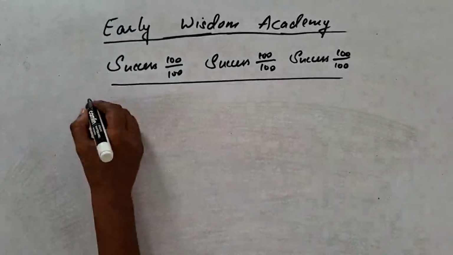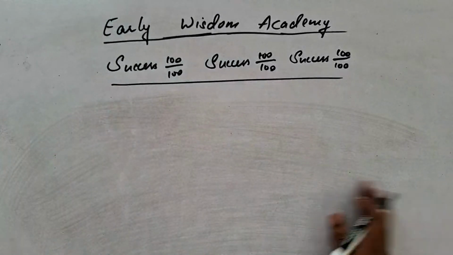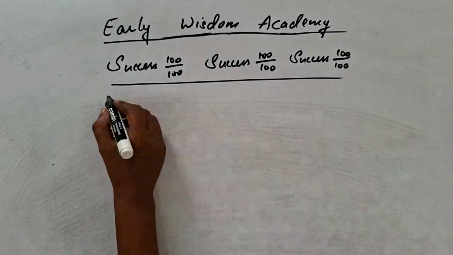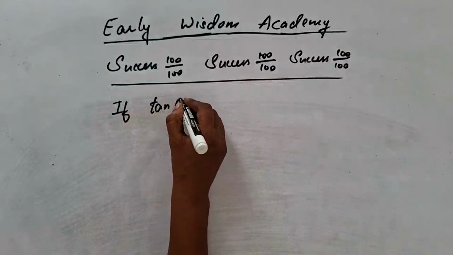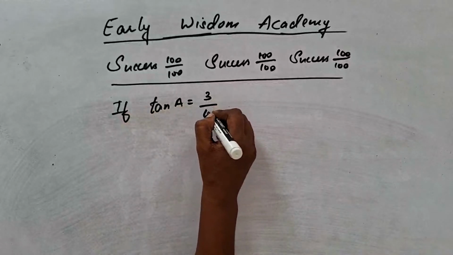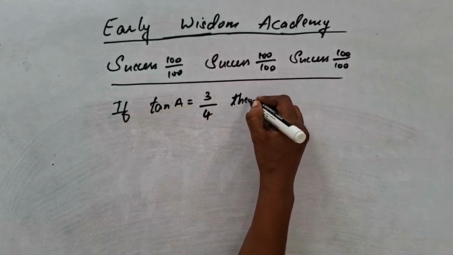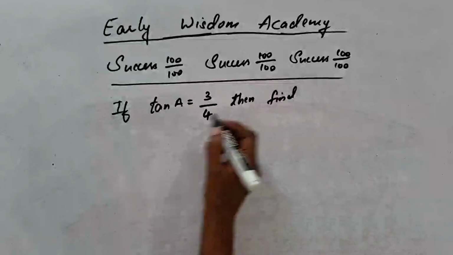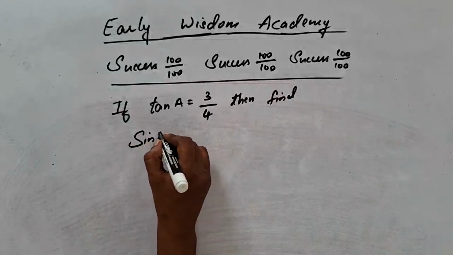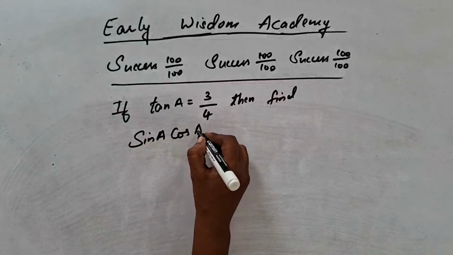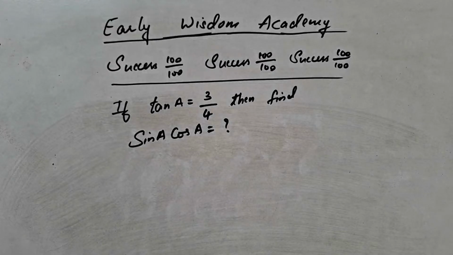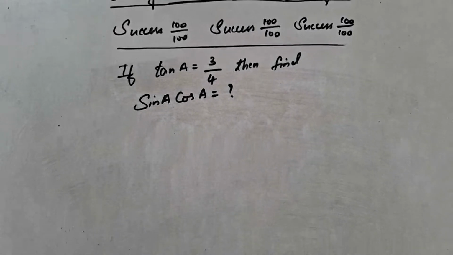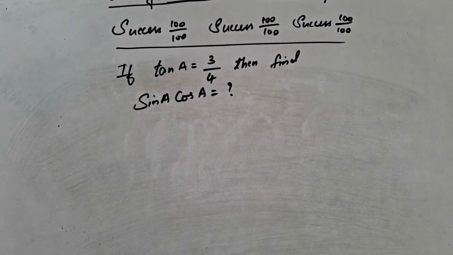Okay. This is a simple question where students usually forget the basic concepts. Let us see. If tan A is equal to 3 by 4, then find the value of sin A into cos A. Okay, you have to find the value of sin A into cos A.